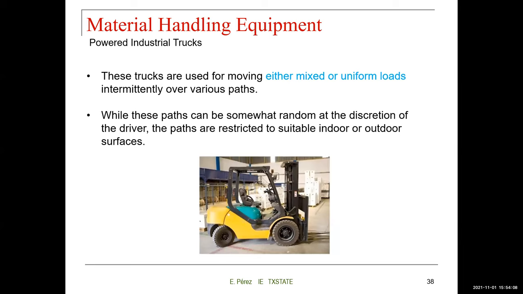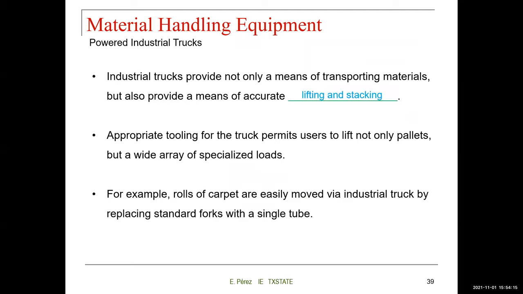Power industrial trucks, so again, these are designed to move heavier loads and also for longer distances. Industrial trucks provide not only a means of transporting materials, but also a means of accurate lifting and stacking. Appropriate tooling for the trucks permits users to lift not only pallets, but a wide array of specialized loads. For example, rolls of carpet are easily moved via industrial trucks by replacing a standard fork with a different type of equipment, like a single tube.